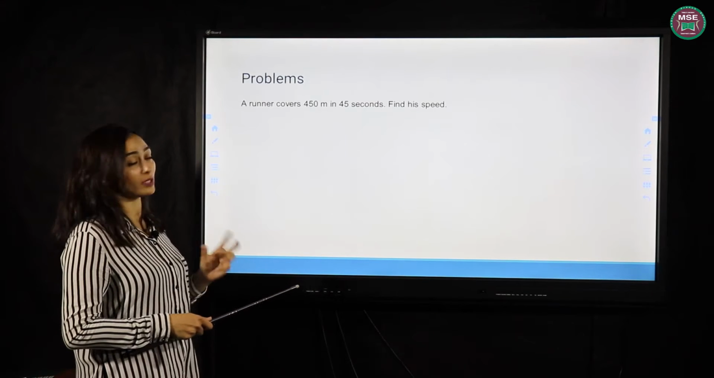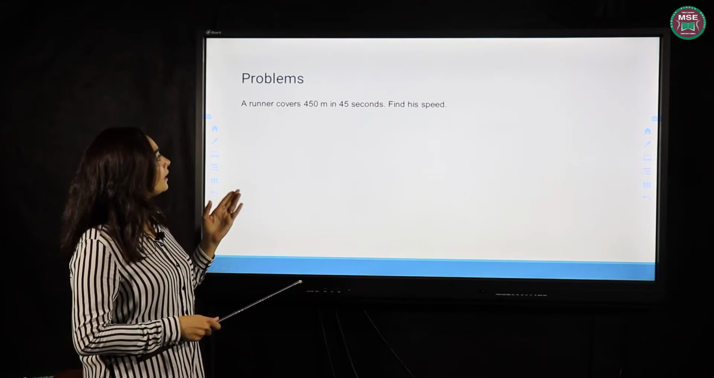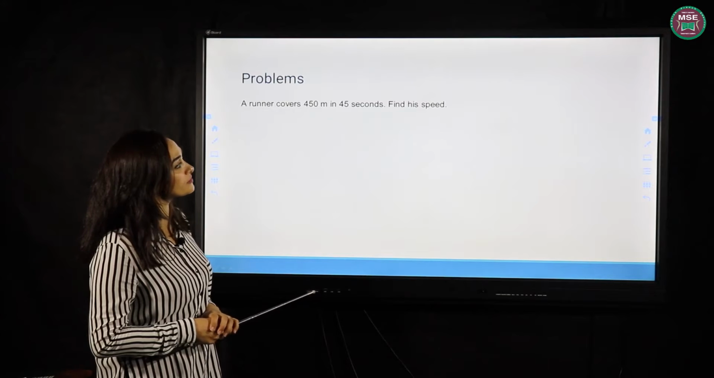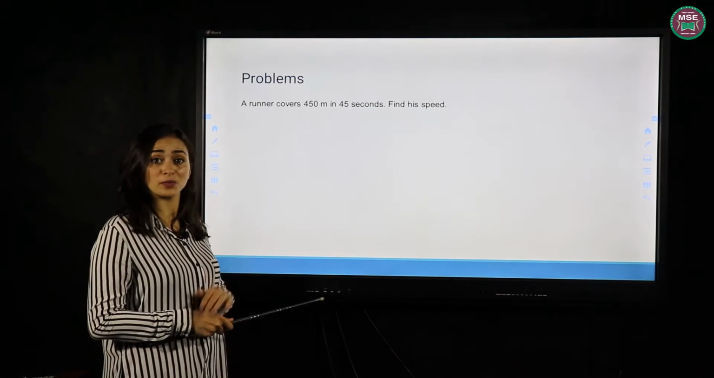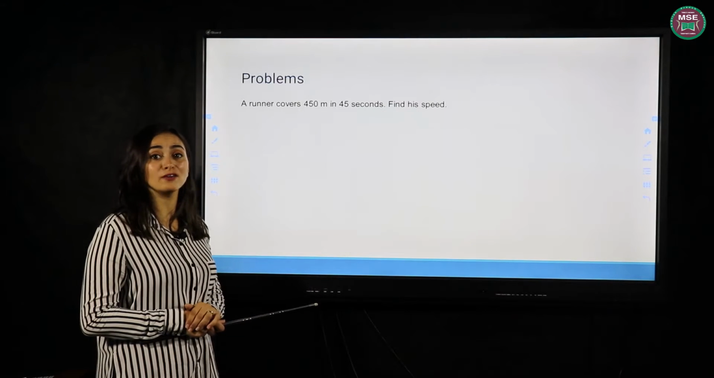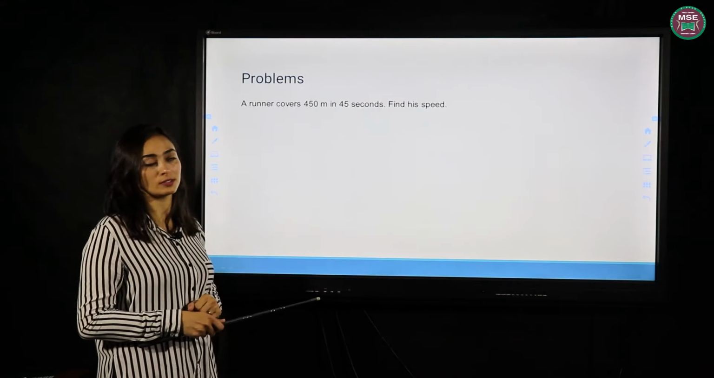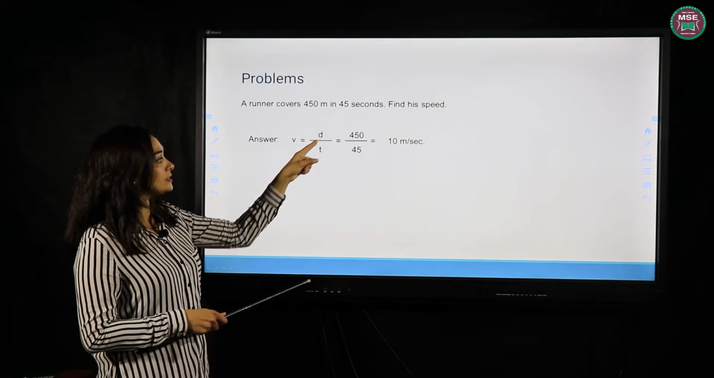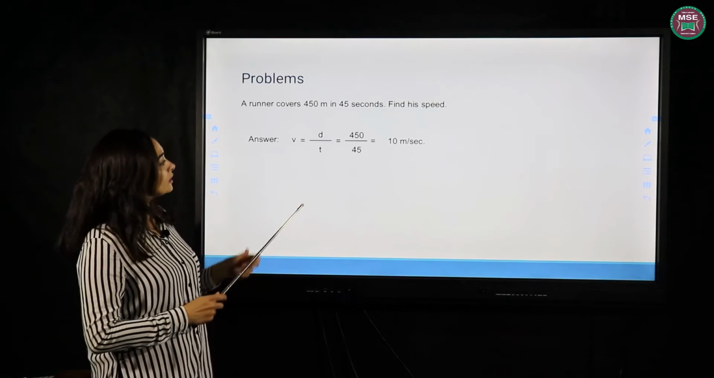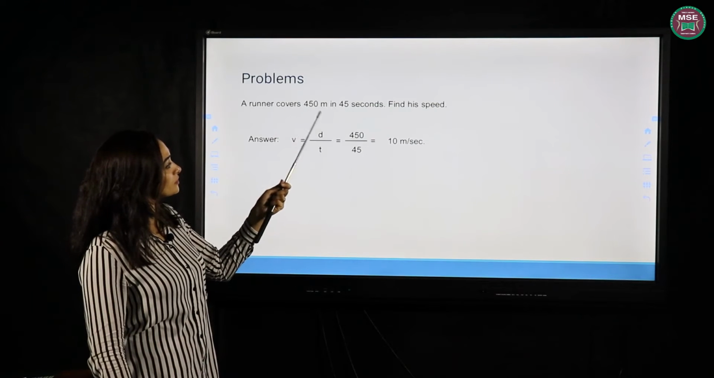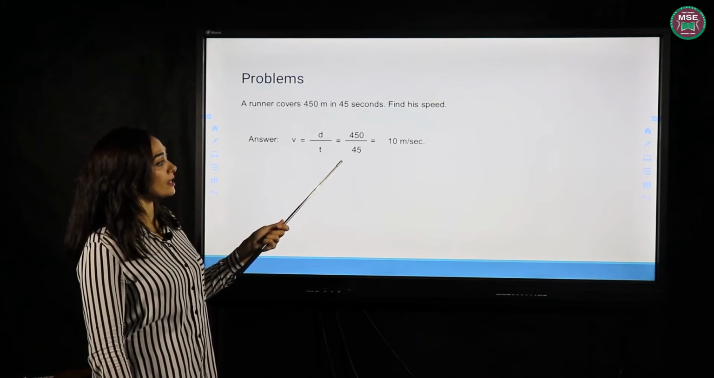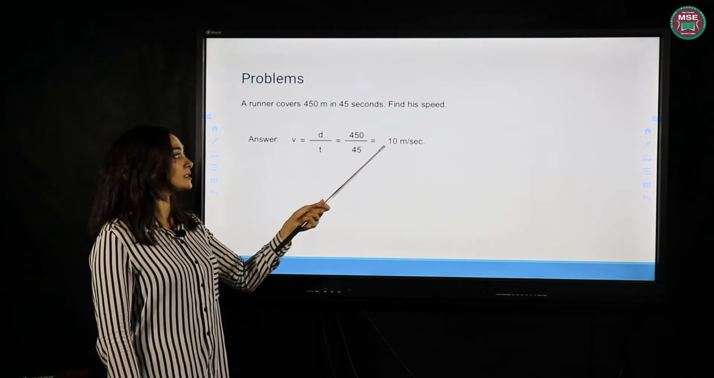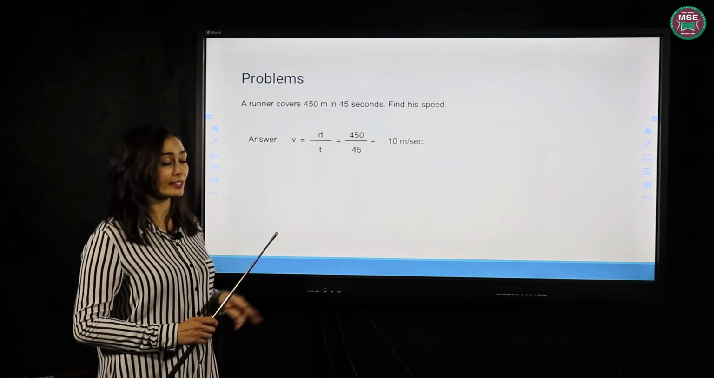Now, let's solve another problem. A runner covers 450 meters in 45 seconds. Find its speed. First, we have to write the rule. What is the rule to get the speed? V equals D over T. The distance here is 450 meters and the time is 45 seconds. The result will be 10 meter per second.